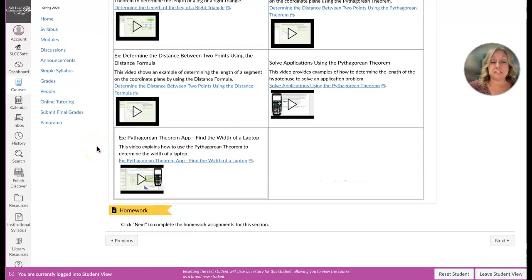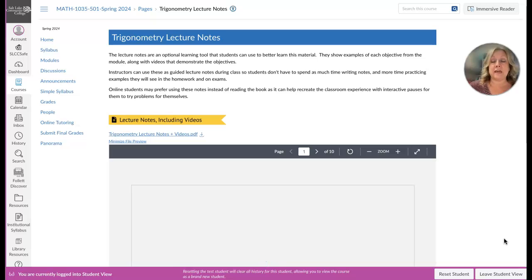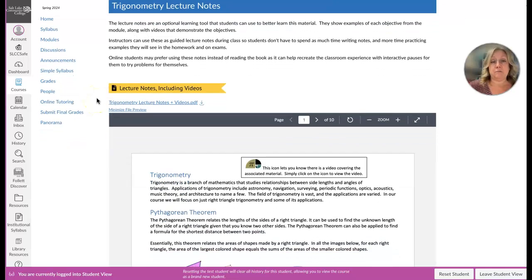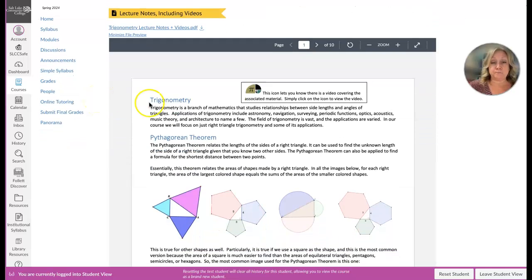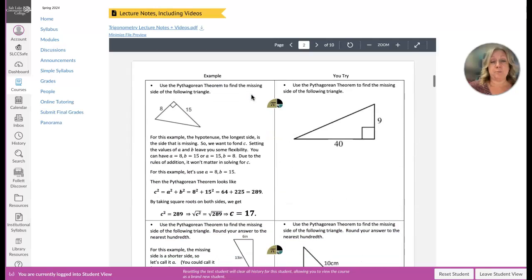However, there's another option. Let me go to this next page, and this option tends to be, when students do this, they usually do better in the class. And so what we have here are called lecture notes, and basically we've got these notes with these different videos embedded into them. And so there's an instructor telling you how to solve the problems. Let me go down to this first example here.